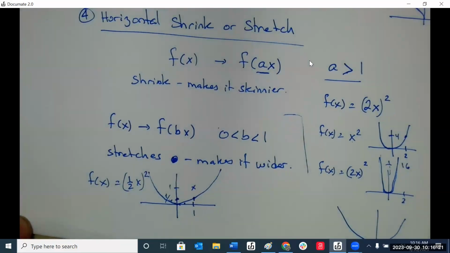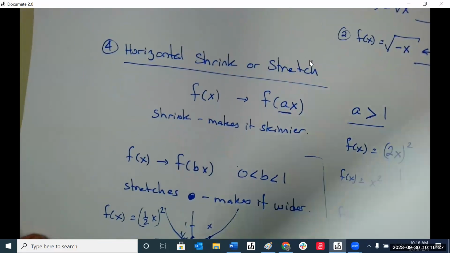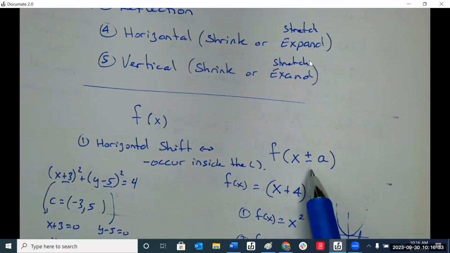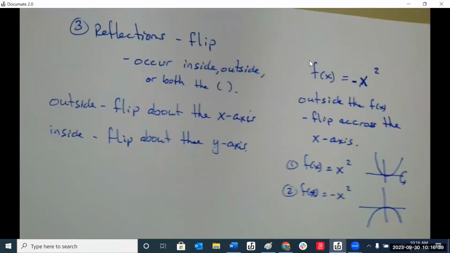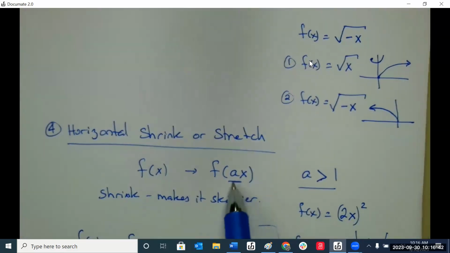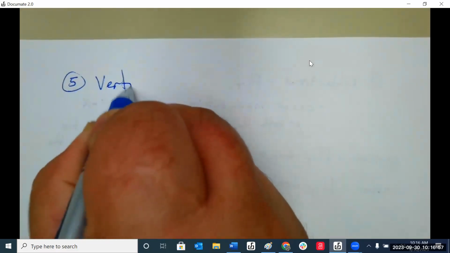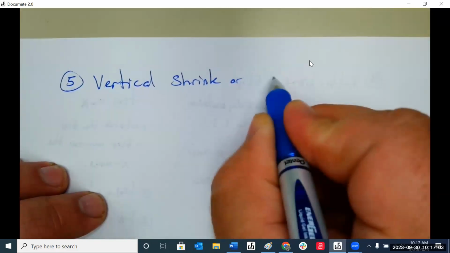Horizontal, remember, all horizontals happen inside the parentheses. The horizontal shift happened when we add or subtract to x inside the parentheses, inside the function. A horizontal shrink or stretch happens if it's inside the parentheses to x. Before we do anything to it, we change x. So the last one we do is the vertical shrink or stretch.